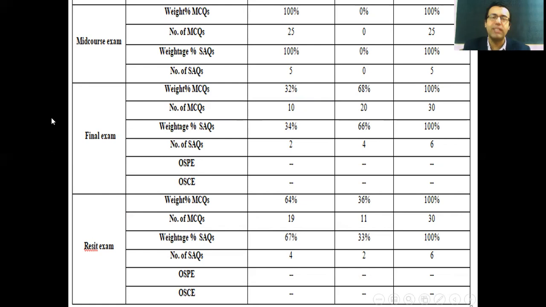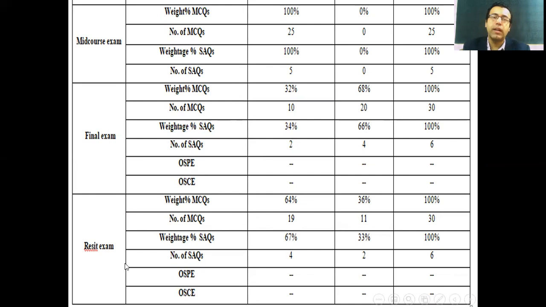Then in the final exam, notice the weight of MCQ in theme 1 is 32%, and you increase the weightage of MCQ regarding theme 2 to be 68%. Number of MCQs here 10, but in theme 2, 20. Weightage of short answer 34 in theme 1, and in theme 2, 66. The same idea: you increase the weight of theme 2 because theme 1 is highly represented in the mid-course exam.